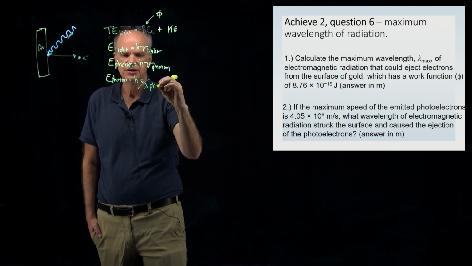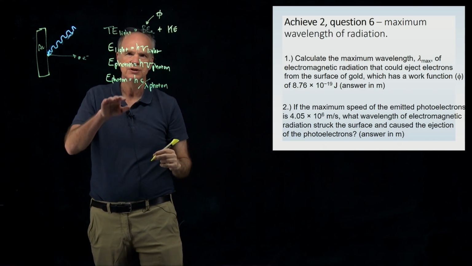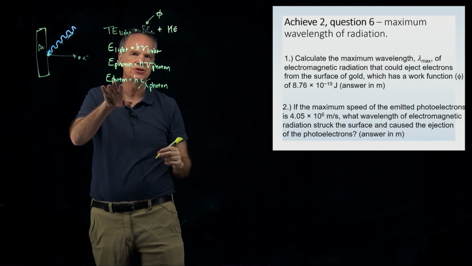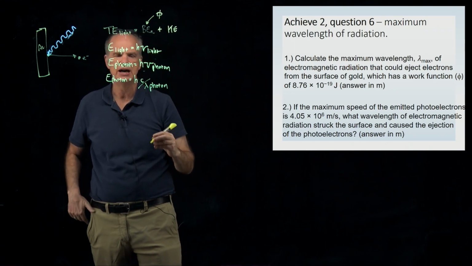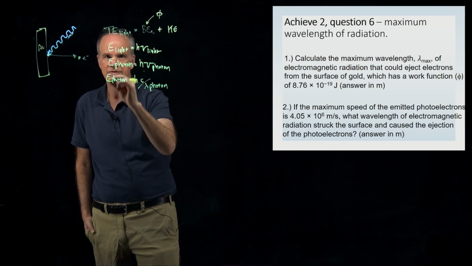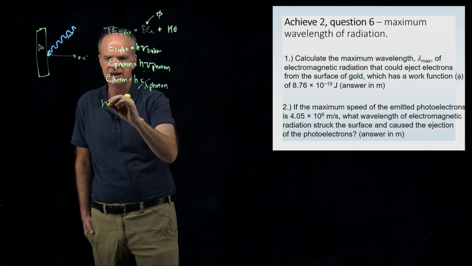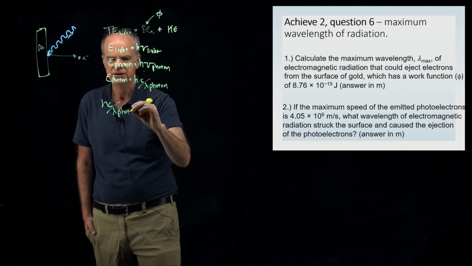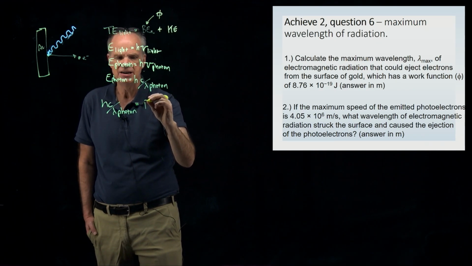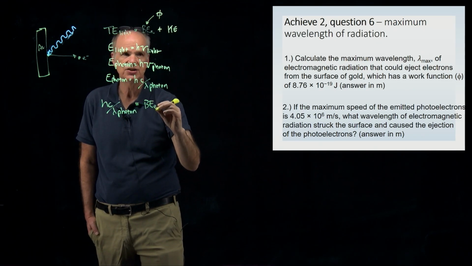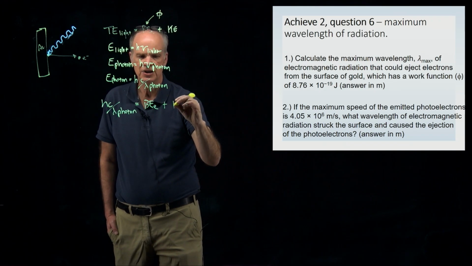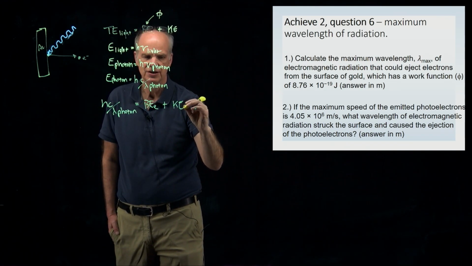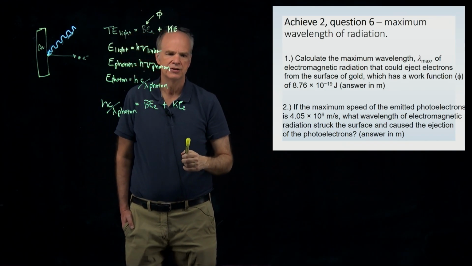So what I want to do is substitute the energy of the photon into the total energy of the light. Instead of total energy of light, I'm going to write hc over lambda of the photon is equal to the binding energy of the electron plus the kinetic energy of the electron. So here's the deal.